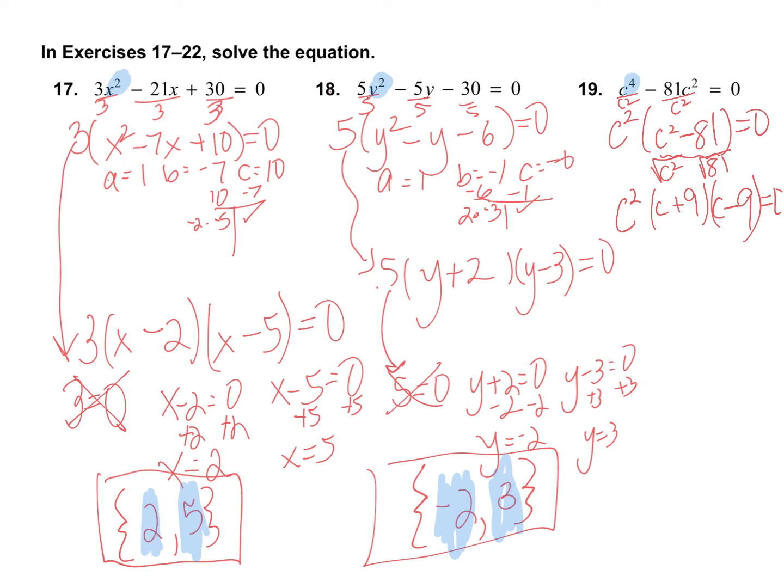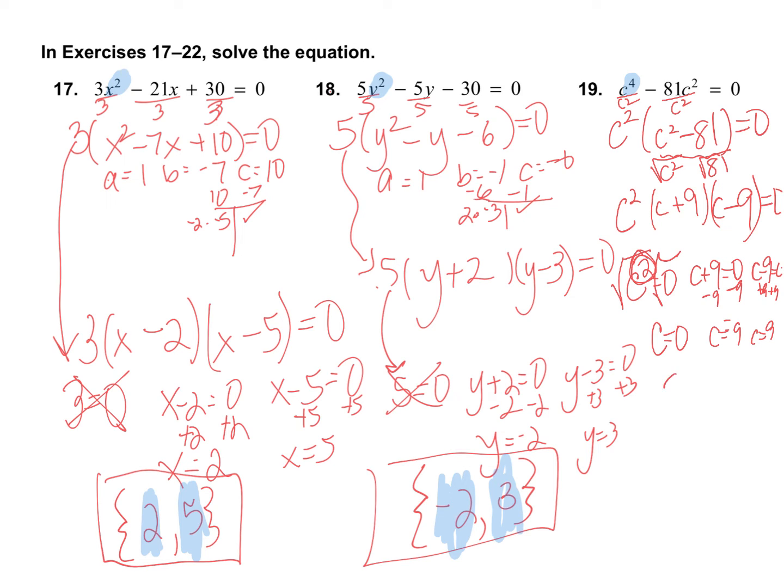Now I'll do the zero product property. C squared equals 0, c plus 9 equals 0, c minus 9 equals 0. I would take the square root to solve this. So c would equal 0. And now this should be 2 solutions based off of the degree of that, but 0 is the only number that you can multiply by itself and get 0. Then I'll subtract 9, c will equal negative 9, and add 9, c will equal positive 9.